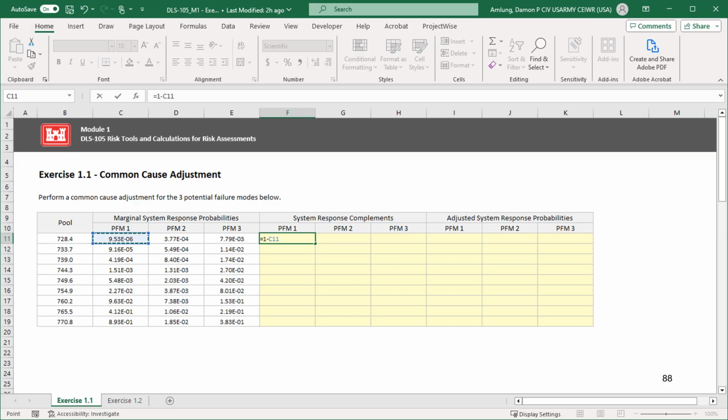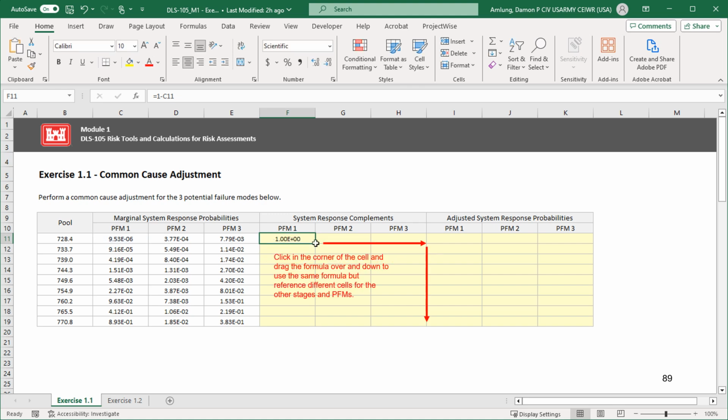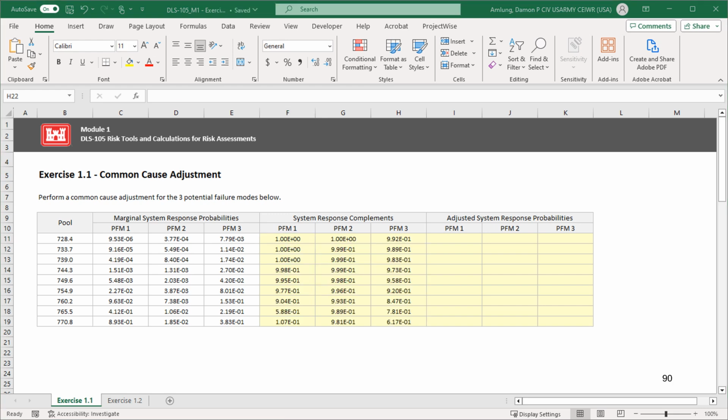We are given the marginal system response probabilities for 3 potential failure modes, and we are asked to perform a common cause adjustment. First, we will perform an intermediate step and calculate the complement for each marginal probability by taking 1 minus the probability. We can then click in the corner of the cell and drag the formula over and down to use the same formula, but reference different cells. This completes the intermediate step and fills the middle portion of the table. The complements of the system response probabilities are shown here.